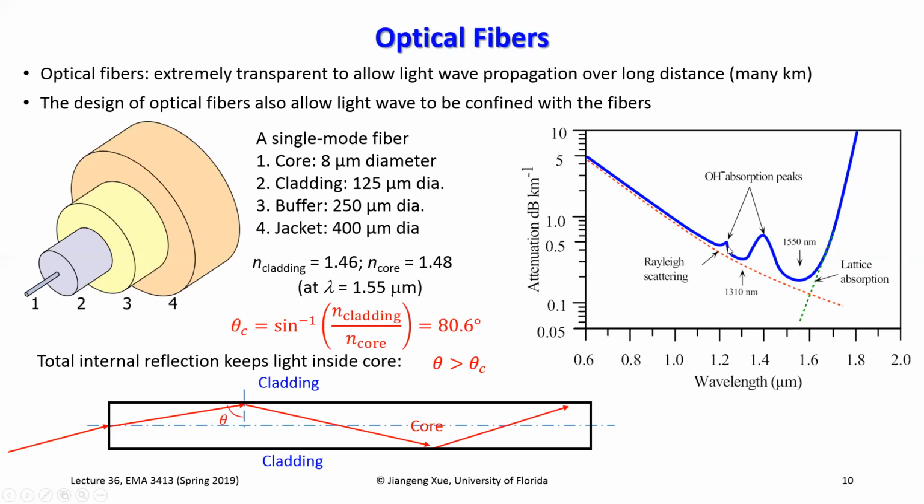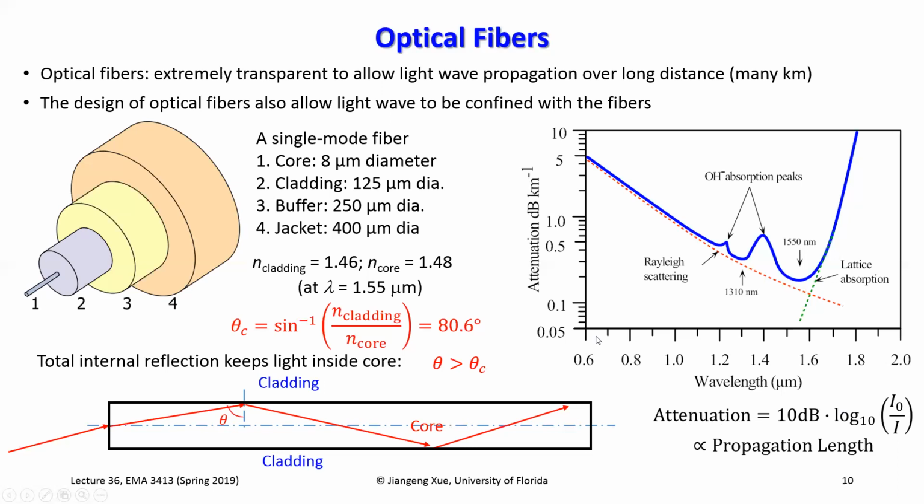And then we have impurities often existing in glass, like hydroxyl groups. They will give you certain absorption peaks. So that leaves you a window right at about 1.55 micrometer that gives you the lowest attenuation. This attenuation is defined as 10 dB times the log 10 of the intensity reduction. So if the intensity is reduced by 10 times, that corresponds to an attenuation of the light wave by 10 dB.